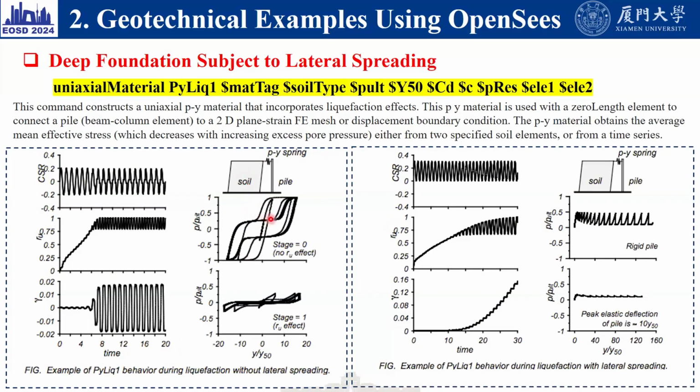So for level ground, like I said, the deformation is symmetric, right? So for slope or for infinite slope, or under initial shear stress, there is a lateral spreading. So the soil will push the pile in one direction, cycle by cycle here. So the difference between PY liquid one and the simple one is that this PY liquid one includes liquefaction effect.